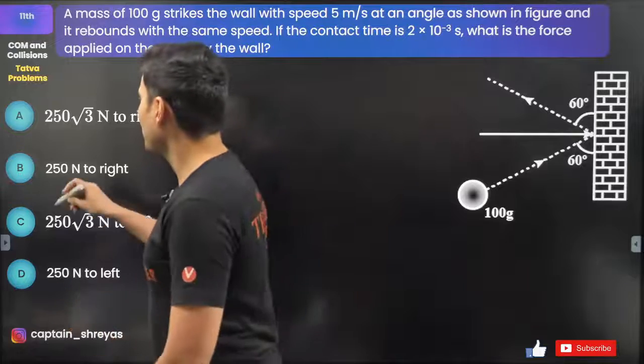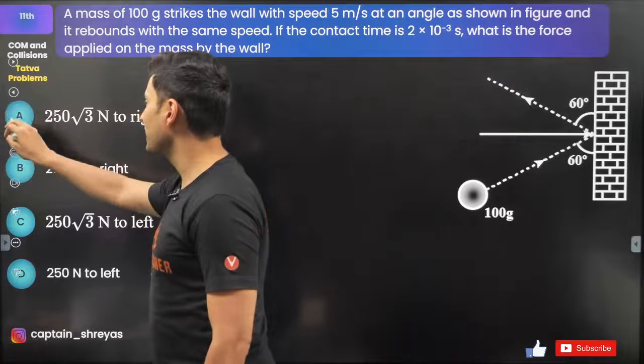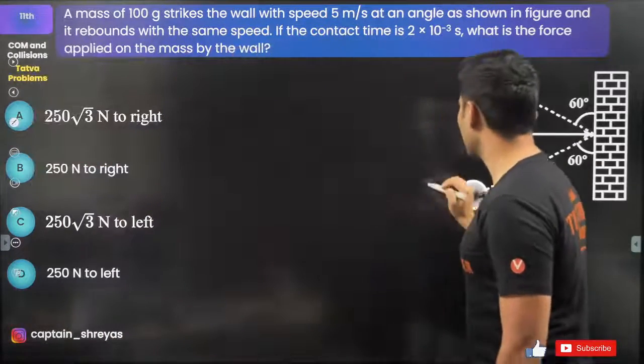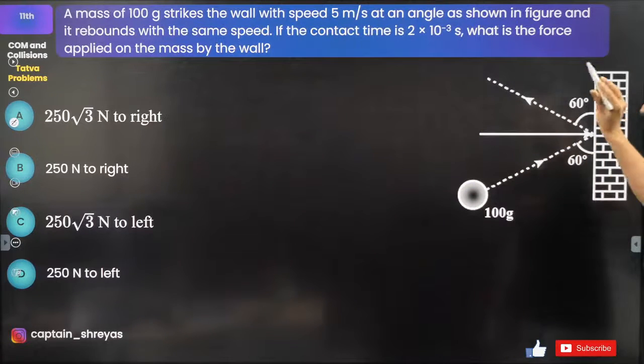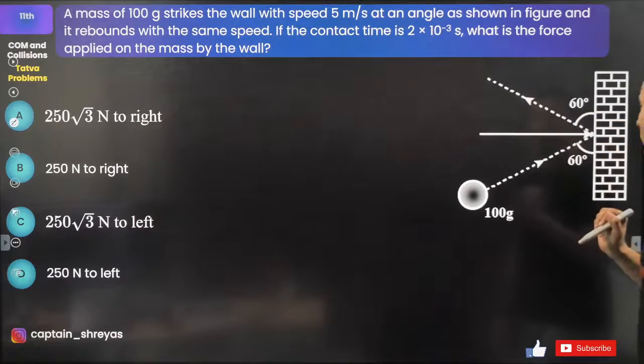Hi, Senthil Kumar. So this is the first question coming up on your screen. Let's try to understand. There is a mass of 100 gram that hits a wall and rebounds at the angle as shown. What is the force applied on the mass by the wall?